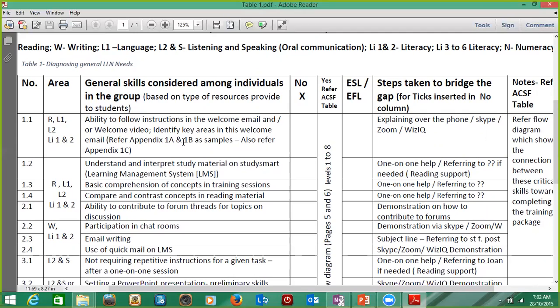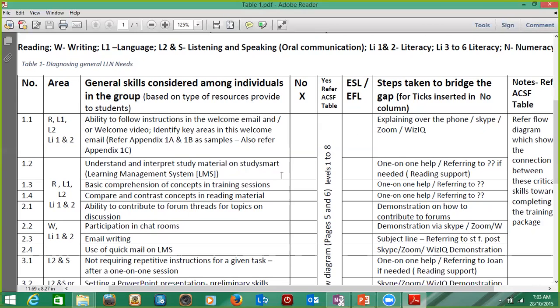In my case, I'm grouping those two into the first group. To follow my instructions in the welcome email and the welcome video, students should have listening skills, reading, and LI 1 and 2, the literacy for school level, remembering and understanding. But if I find a student is not capable, by looking at the response, I know the student did not have the ability to follow those instructions. To bridge the gap, I will use either phone or another virtual class, Skype or Zoom. These tools are used to bridge the gap.